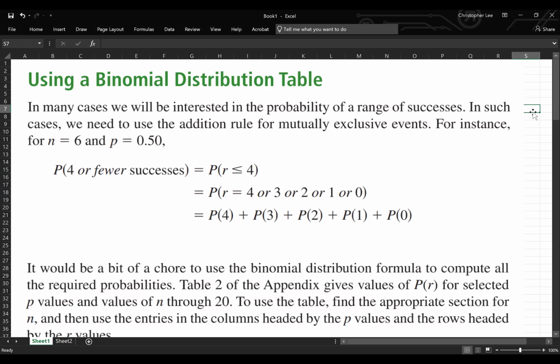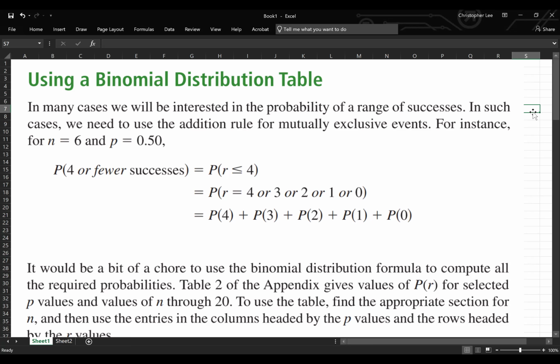So just a recap from last class, right? Using a binomial distribution table. In many cases, we will be interested in the probability of a range of successes, right? In such cases, we need to use the addition rule for mutually exclusive events. For instance, for n equals 6, the probability of success is 0.5. We want to know what's the probability of four or fewer successes, right? So we want to know 4, 3, 2, 1, 0. So we have to figure out each one individually and then add them all together to get the answer.